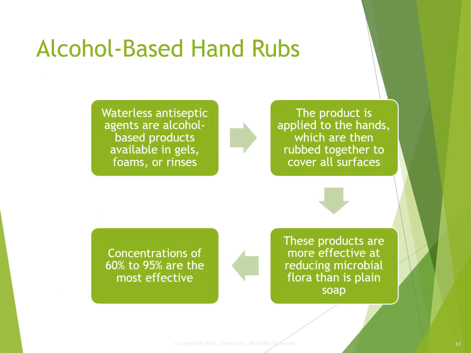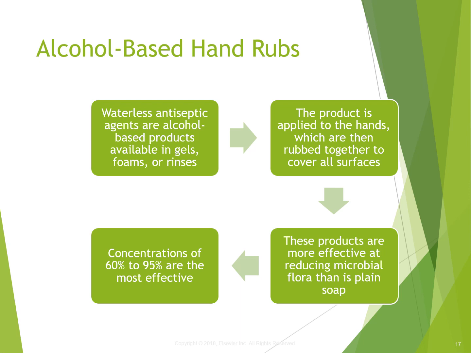Alcohol-based hand rubs come in gels, foams, or rinses. Here at DVC, we use an alcohol rinse. It's very important that all alcohol-based hand rubs are a concentration of 60 to 95% because these are the most effective.